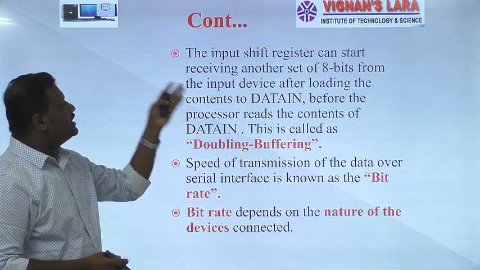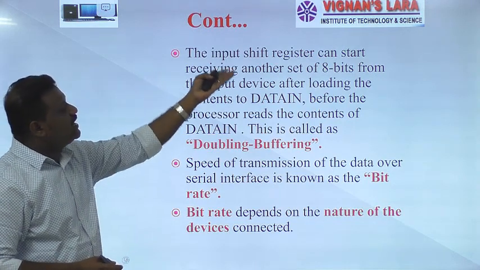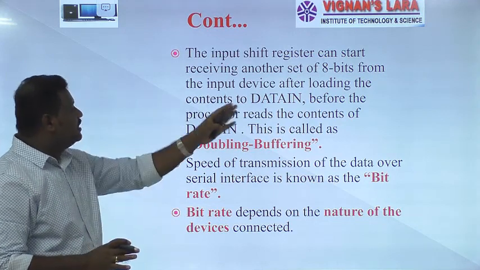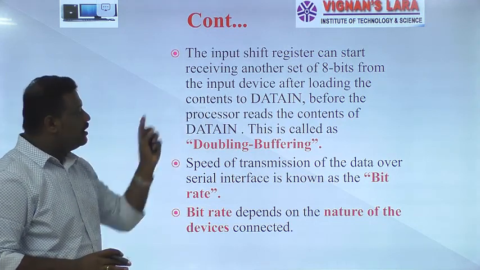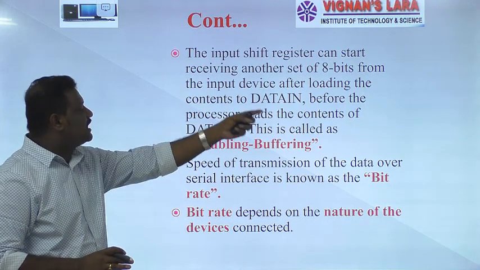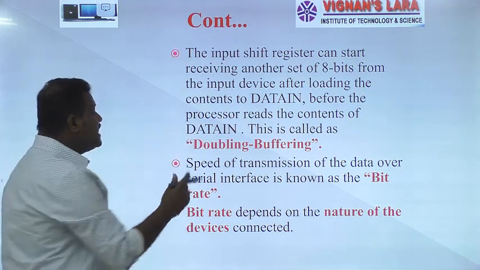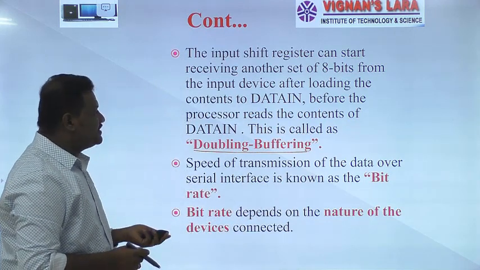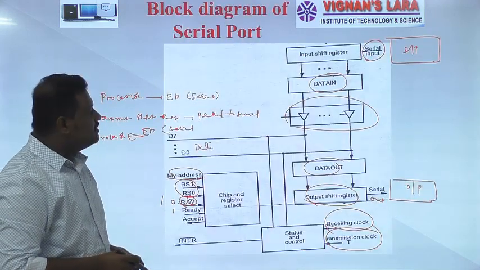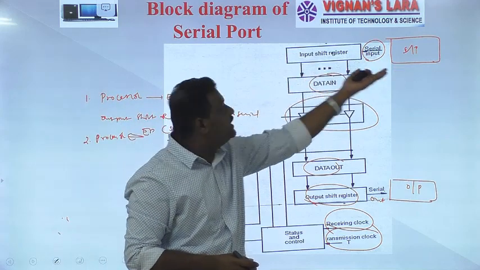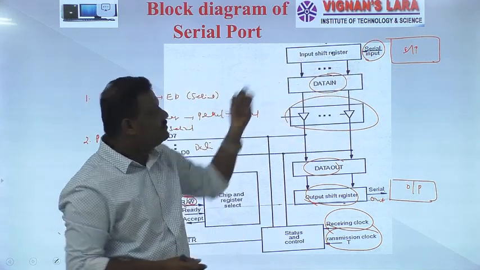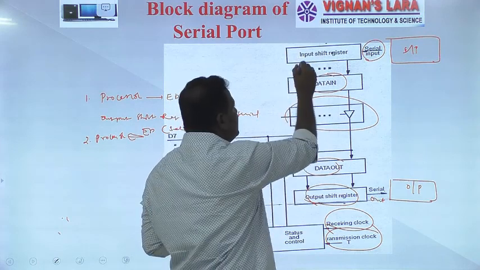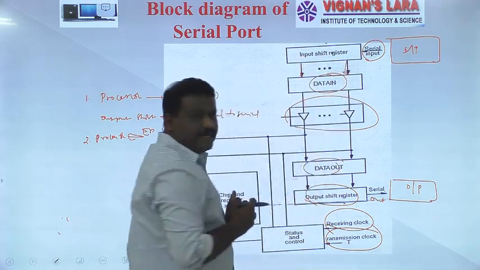The input shift register can start receiving another set of 8 bits from the input device after loading the contents to data in, before the processor reads the content of data in. This is called double buffering. What's the meaning of this? See here friends, once your external device sends the data to this input shift register, it copies the data and that is converted to parallel form. It will transfer the data to this data in register.